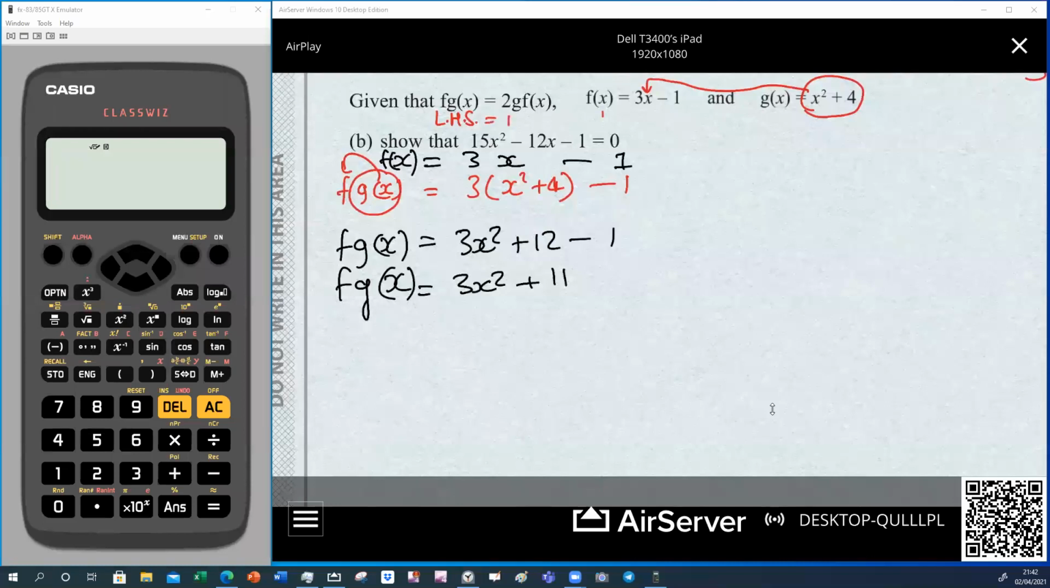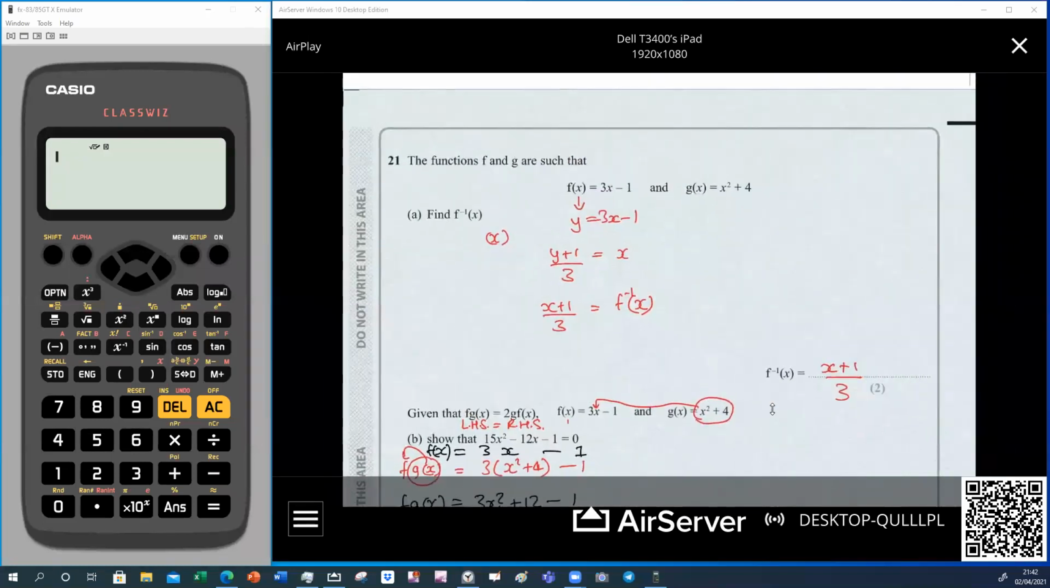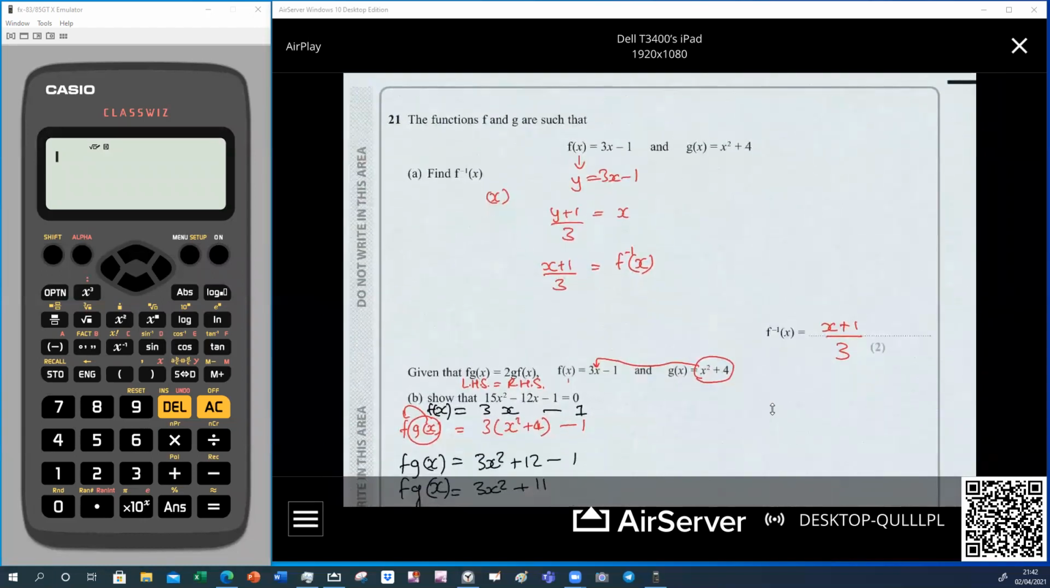And then we have the right-hand side. So the question that we did earlier, working out the inverse of f of x, was quite straightforward. We swapped over the f of x for y, made x the subject. Then we swapped over the y for the x, and then we swapped over the x for the f minus 1 of x, and that one was done.